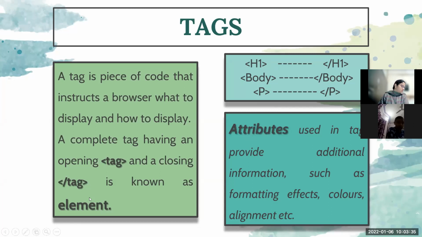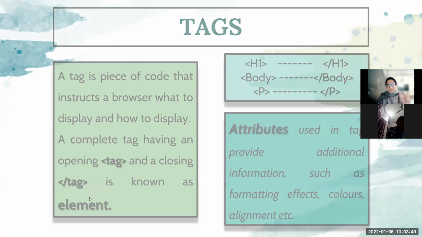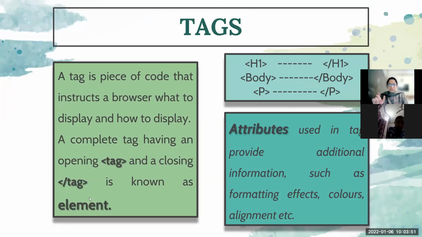Underline the important points. Hurry up, underline the important points. What is a tag and what is an element? Element means a tag usually comes in pair. Many tags come in pair. When we give a complete tag, an opening tag, a piece of text which is to be displayed, and the closing tag, that becomes an element. Okay.